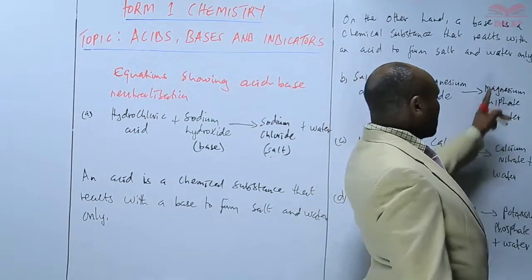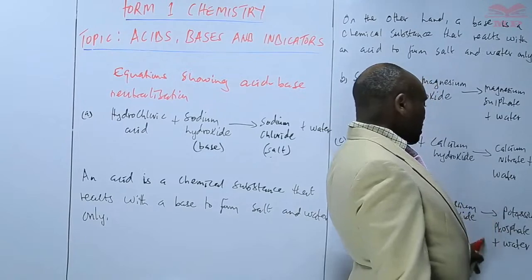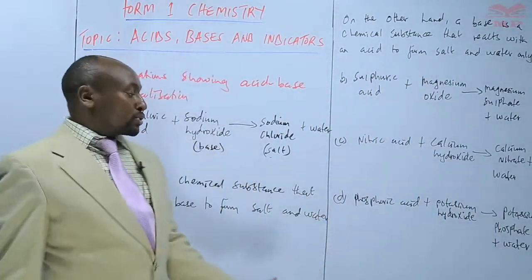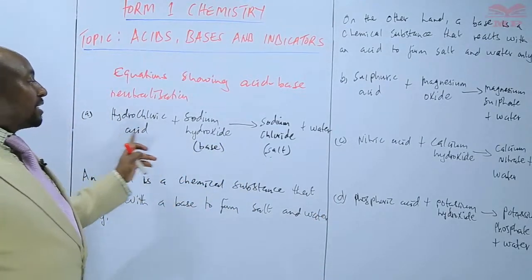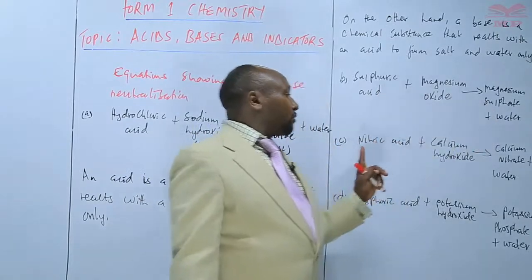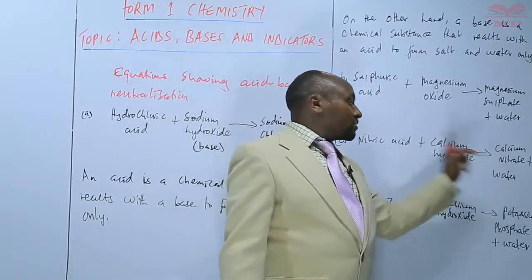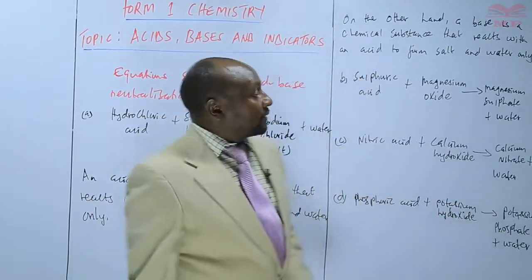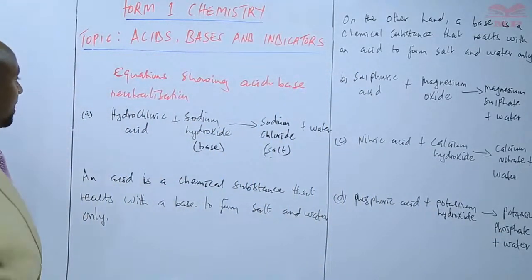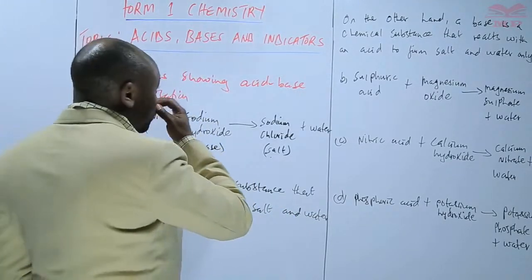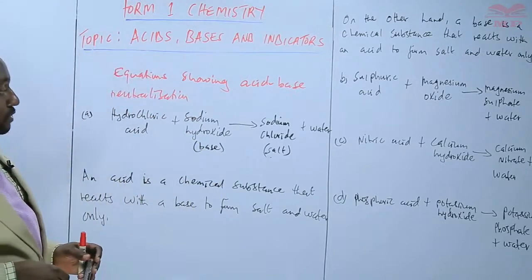Salt and water. Different salts form depending on which acid we have used. When you use hydrochloric acid, we get a chloride. When you use sulfuric acid, we get a sulfate. When you use nitric acid, we get a nitrate. When you use phosphoric acid, we get a phosphate. So that is basically it as far as neutralization is concerned.